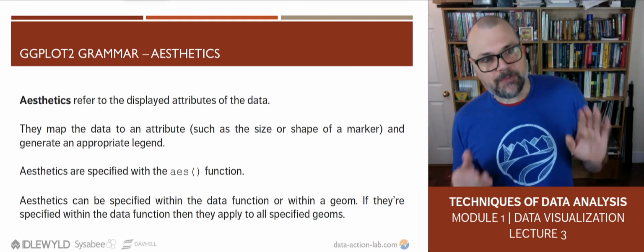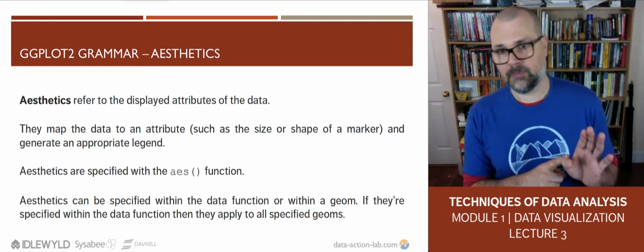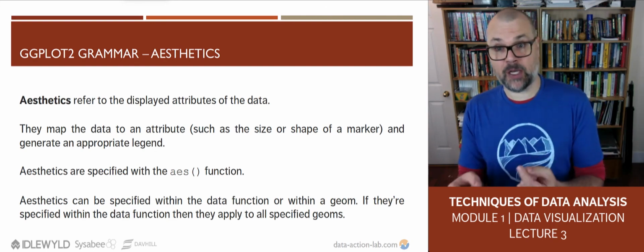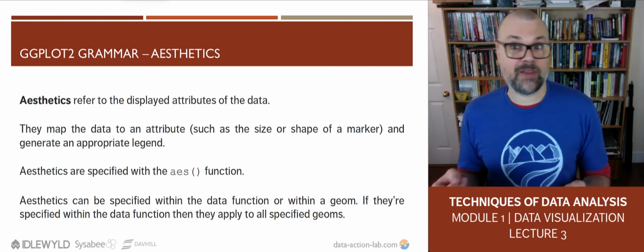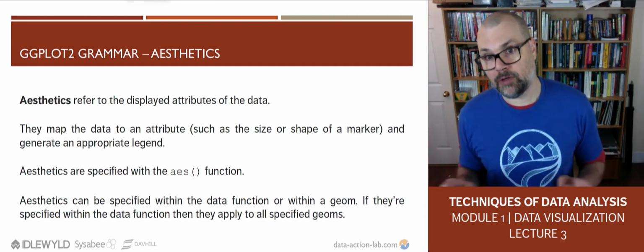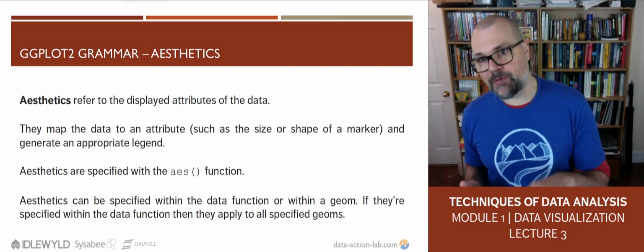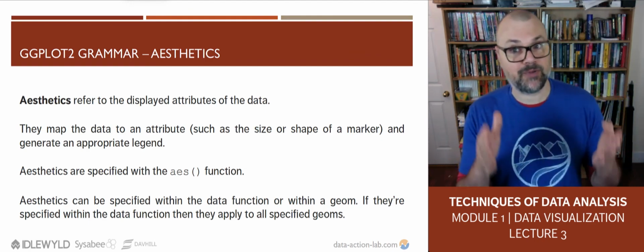You can specify the aesthetics within the data function call, the ggplot call, or you can specify it within the geometry. When you specify it within the data function, it applies to all of the geometries in the chart, all the layers that you're adding. If you specify it only within the geometry, it only applies to that specific geometry.